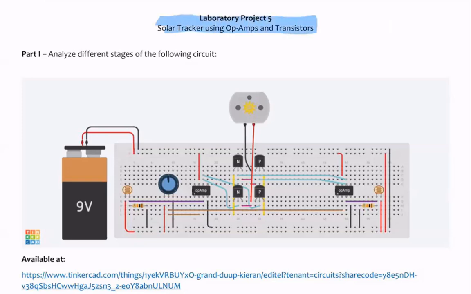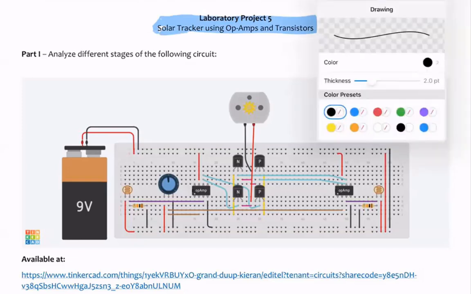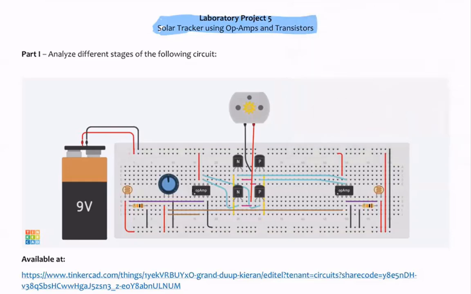Okay, does anyone know what a solar tracker is? Has anyone heard of that before? I think it's used for solar panels, and it'll use the two photocells or photoresistors to locate where the most intense light is so that it's getting maximum exposure to the sun. Correct. That is absolutely right.